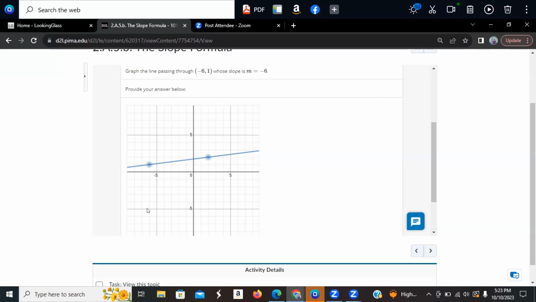And then go right 1. And that's where your new point needs to be.